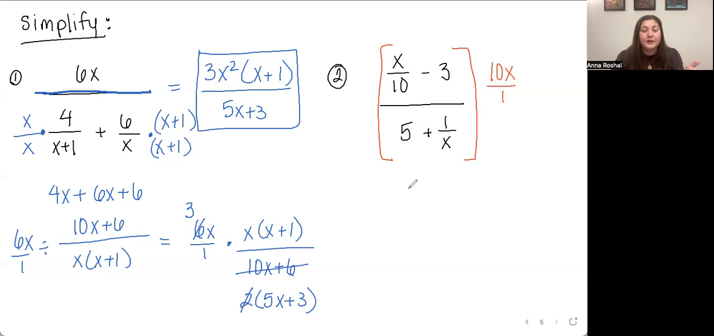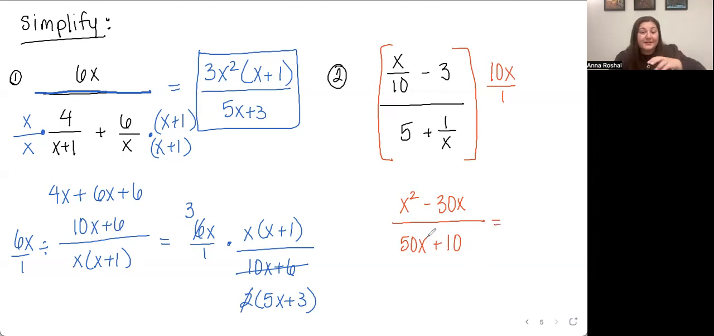Because it's going to be over 1. So I'm going to be left with x squared. And then negative 3 times 10x is going to be negative 30x. Then I'm going to have that over 5 times 10x, which is 50x. And then in here, my x's will cancel, and I'm going to be left with just this plus 10.